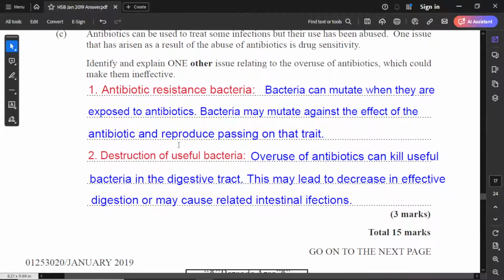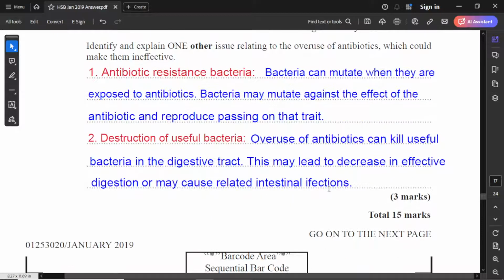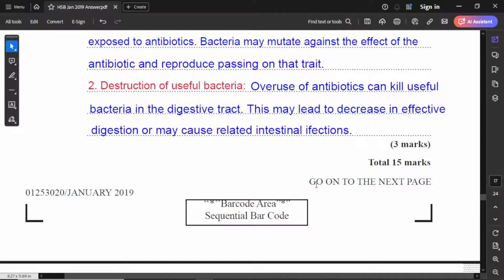And another one you can have here is a destruction of useful bacteria, especially in our digestive system, because overusing antibiotics may kill the useful bacteria that we need in our digestive tract. And if you kill those bacteria, then it may be easier to get certain intestinal infections or other infections. There's an N missing right here, infection. Just please put that in. If I try to put it in, it's going to disappear. I tried it before. So that infection right there.